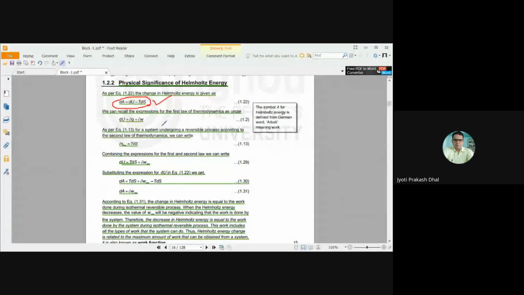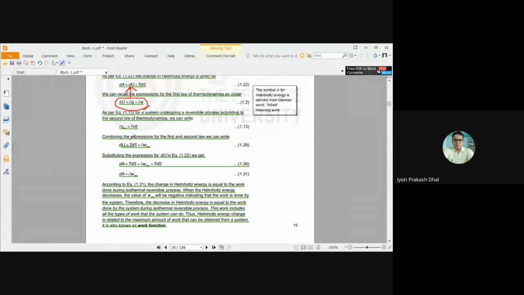And again, we can recall the first law of thermodynamics, dU equals to dq plus dw. Now putting the value of dq plus dw, we can write dq equals to TdS, and again from another equation for the reversible system, we can write dq reversible equals to TdS. Now combining all, if we put the combined expression of first and second law, we can write dU equal to TdS plus dw reversible.